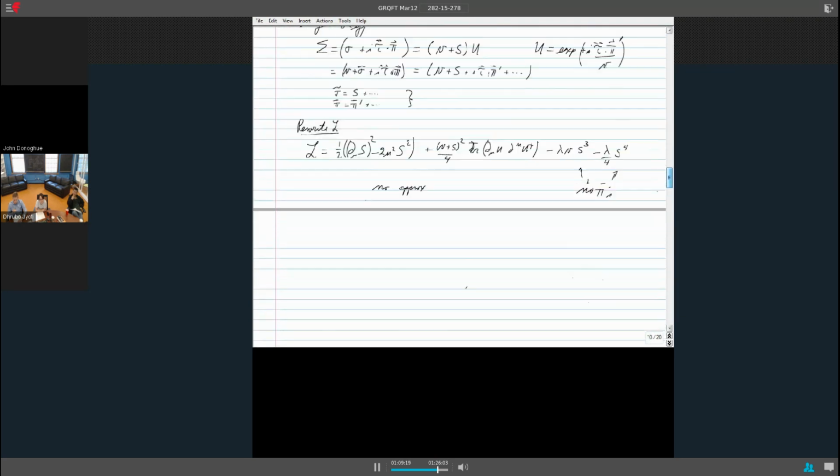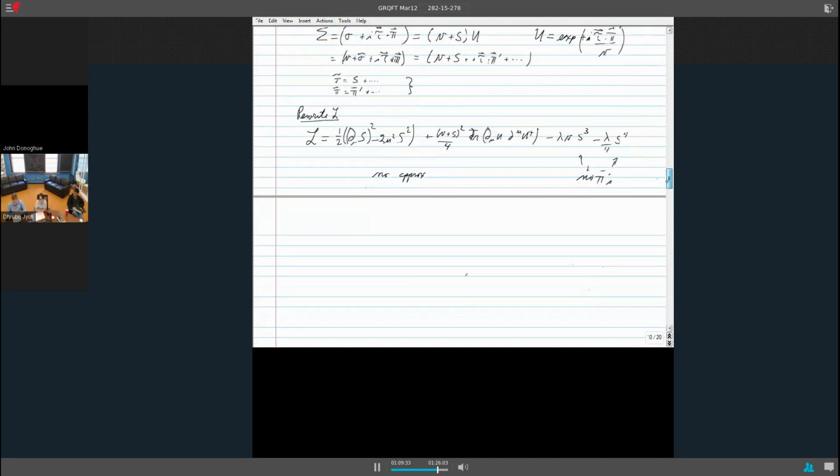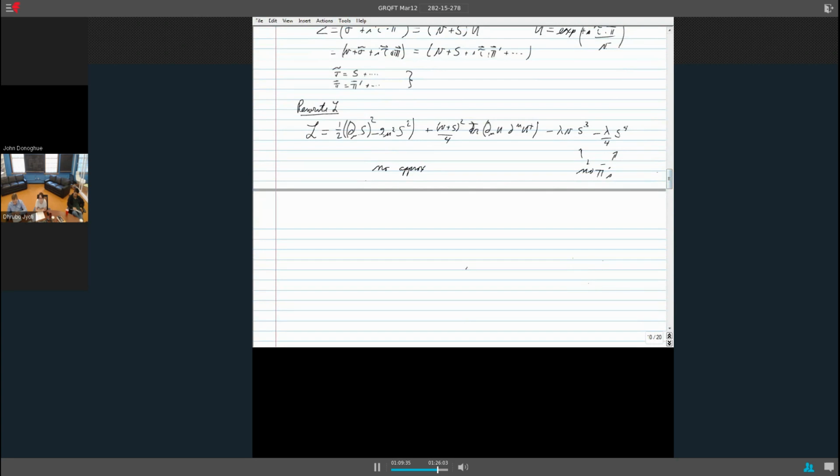So again, this is really no approximation. I haven't dropped anything when I've done this. I've just taken the sigmas that I wrote up above and wrote it in this way. Now, one of the nice things that happened is when I had sigma dagger sigma, the u's dropped out. So there's no pi's in the potential.